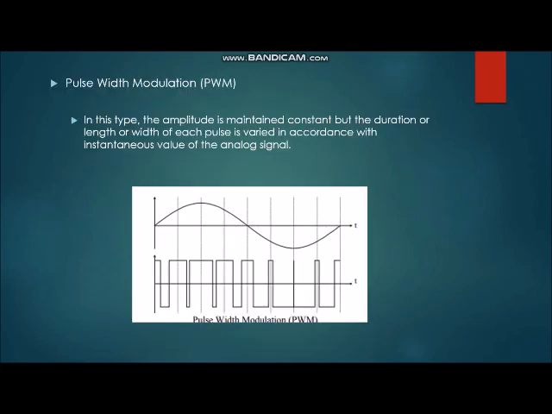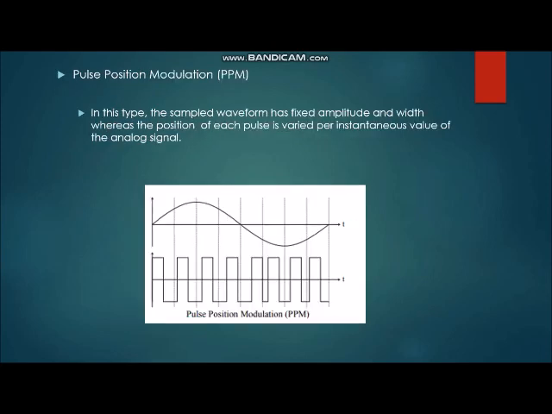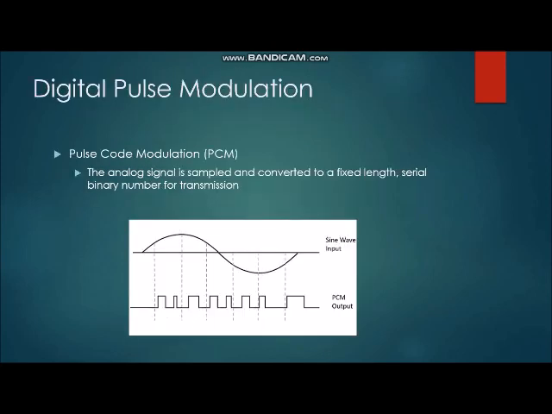Next is the pulse width modulation, or the PWM. In this type, the amplitude is maintained constant, but the duration or length or width of each pulse is varied in accordance with the instantaneous value of the analog signal. Next is the pulse position modulation or PPM. In this type, the sampled waveform has fixed amplitude and width, whereas the position of each pulse is varied per instantaneous value of the analog signal.